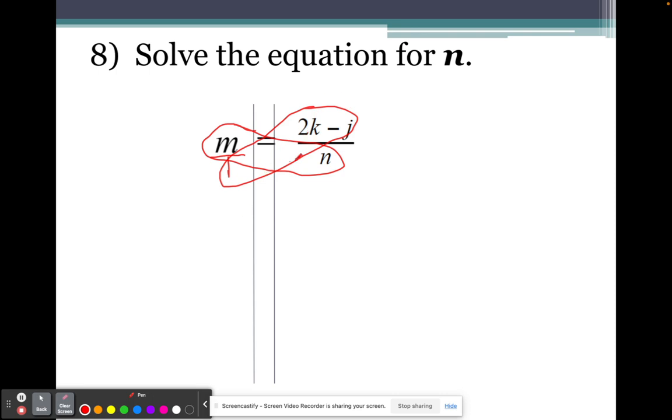Okay, took a little break there for that announcement. I'm going to use my cross products here. When I have this variable I'm solving for in a denominator, cross products are often the easiest way to do this. So m times n is mn, and 1 times 2k minus j is just 2k minus j. Now to get rid of that m, I just divide by it. So n equals 2k minus j over m.